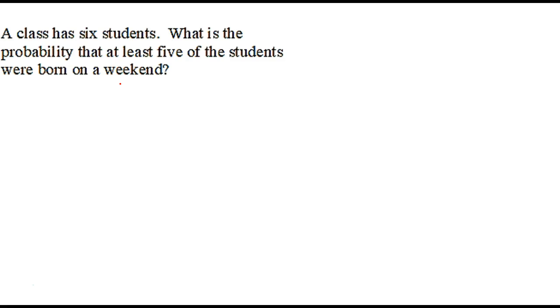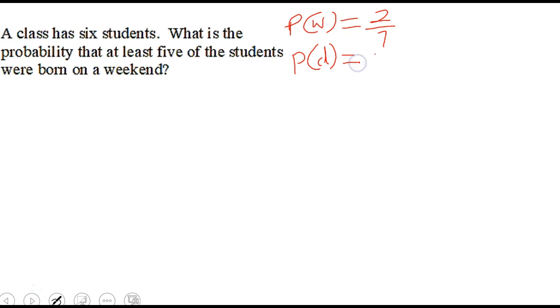Again, how many days are there in a week? There is a total of 7 days. So let's use W for weekend. The probability of being born on a weekend is going to be 2 days, Saturday and Sunday, out of 7 days. And the probability of being born on a weekday, so let's use D for weekday, is going to be 5 out of 7. Okay, that's done. And then we have the binomial, either weekday or weekend. So those are the two, and there are 6 students, so the highest is 6.